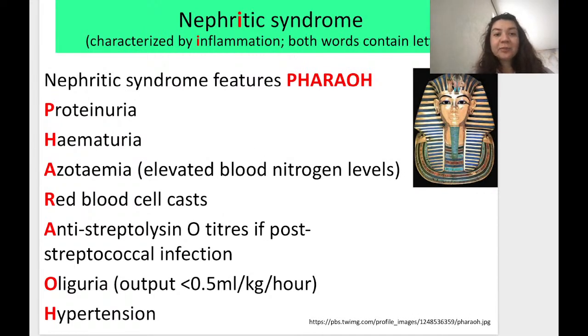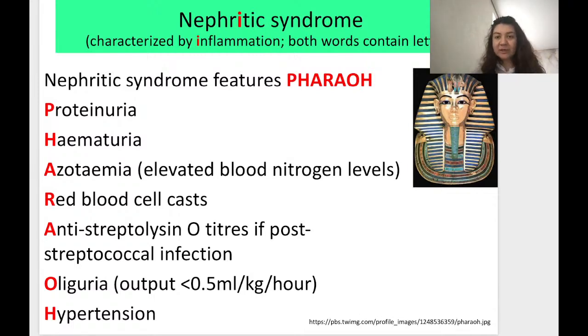Nephritic syndrome. Here the main letter is letter I. And the important thing is that it is the letter which starts the word inflammation. You should understand that nephritic is always connected with inflammation. It is some inflammation of glomeruli that we name glomerulonephritis that can lead to this nephritic syndrome.